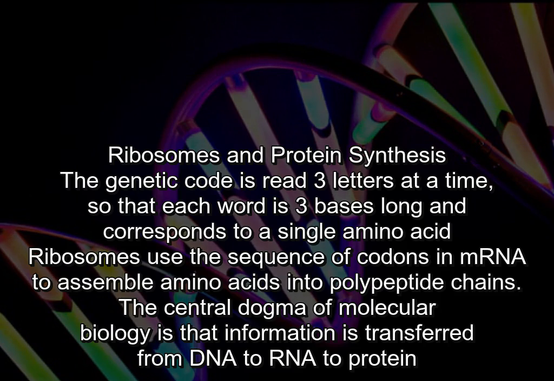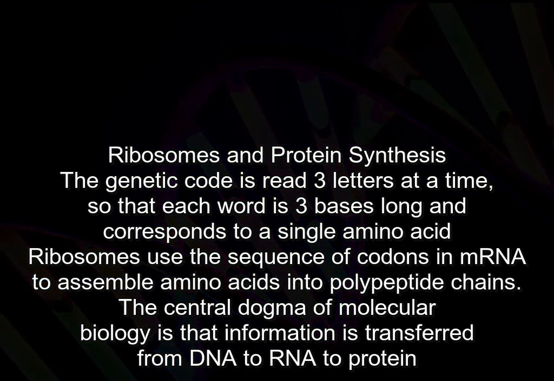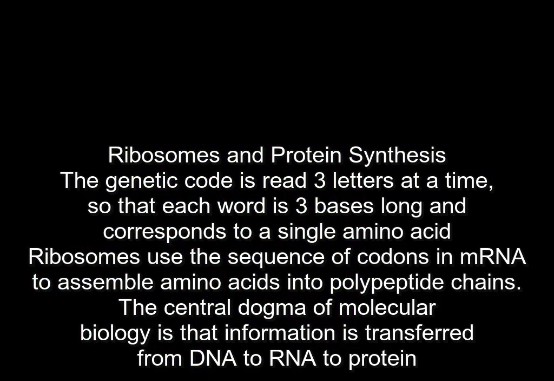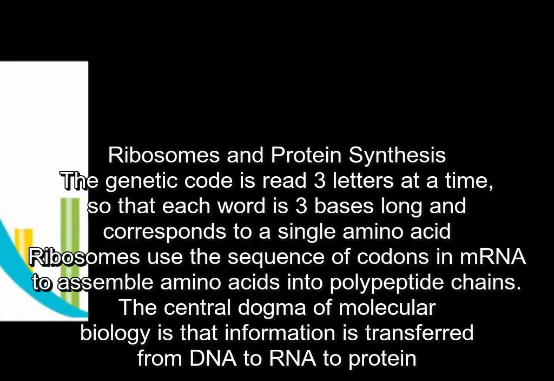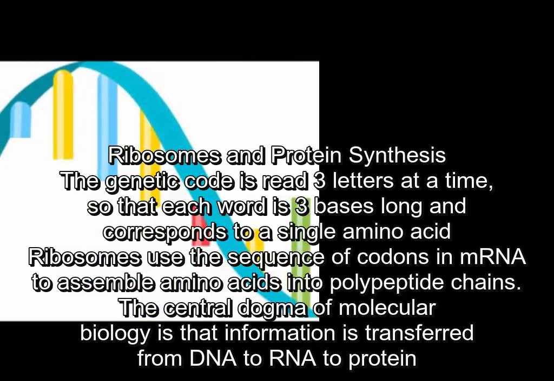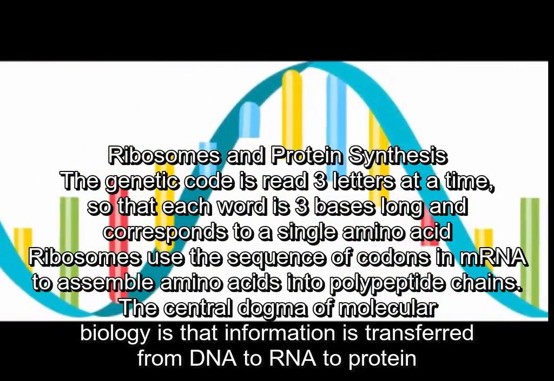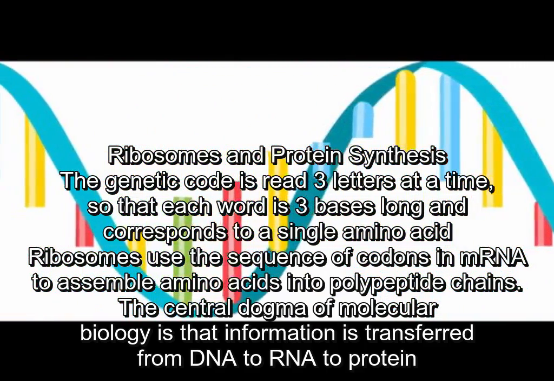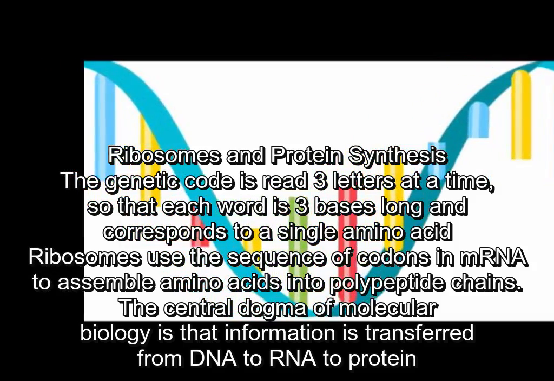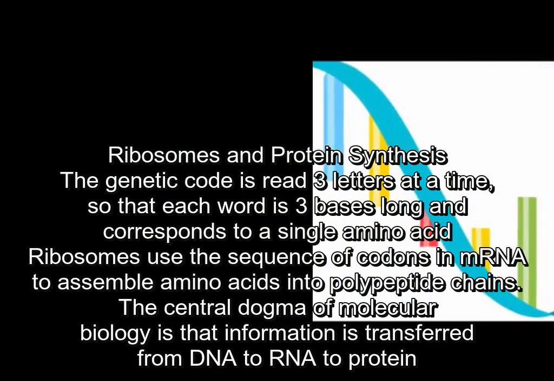Ribosomes and protein synthesis. The genetic code is read three letters at a time, so that each word is three bases long and corresponds to a single amino acid. Ribosomes use the sequence of codons in mRNA to assemble amino acids into polypeptide chains. The central dogma of molecular biology is that information is transferred from DNA to RNA to protein.